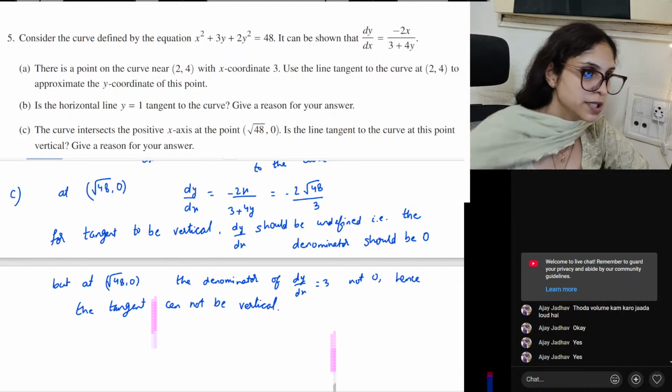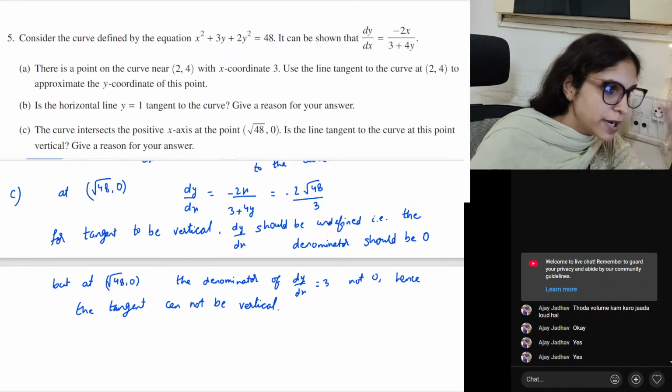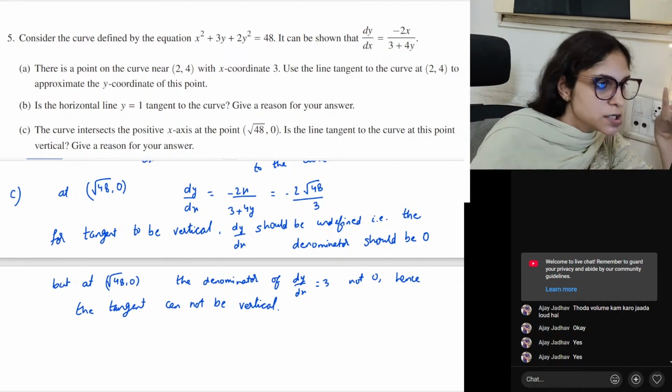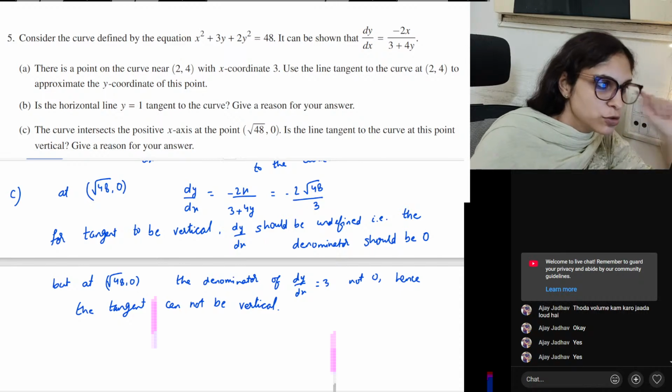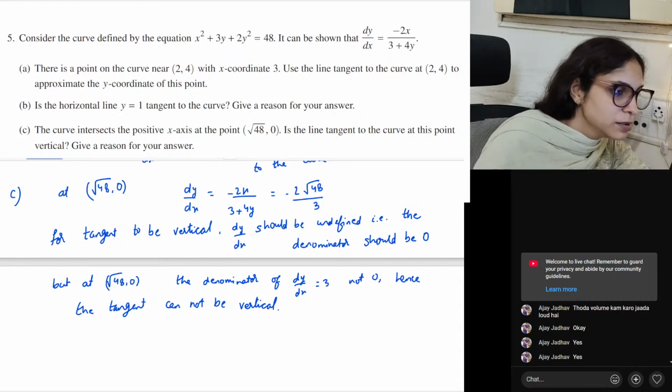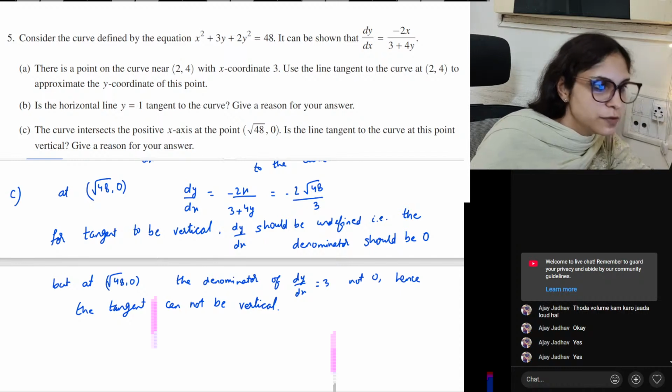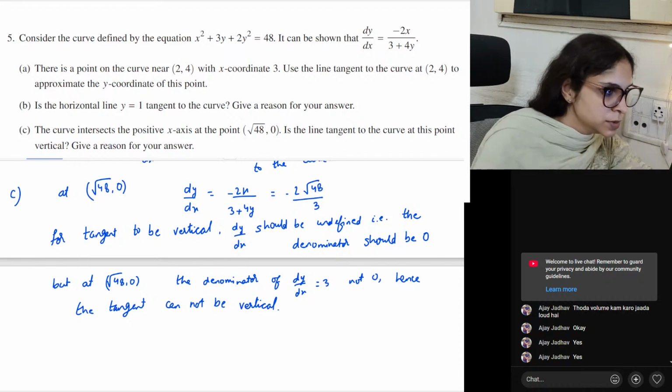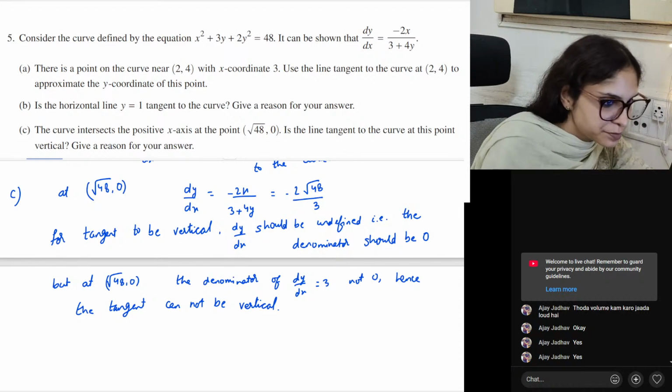Because dy over dx is negative 2x over 3 plus 4y, and 3 plus 4y is not 0, while for a vertical tangent the denominator should be 0, the line tangent to the curve is not vertical. So that is part C.